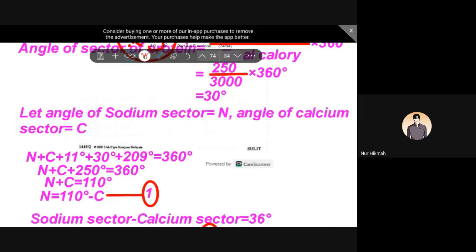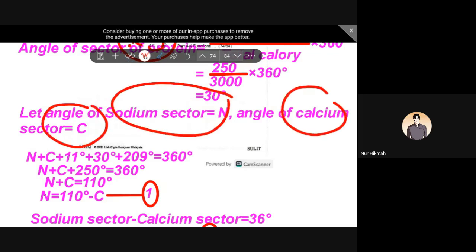Okay, so this one, angle of sodium sector is N, angle of calcium sector is C. Okay, so kamu boleh guna mana-mana X, Y, N, C. Why I use N is because sodium punya symbol is Na, calcium punya symbol is Ca. So I take the front letter N and C. Kamu boleh guna mana-mana huruf asalkan dapat jawapan betul. You can use any alphabet as long as you get the right answer.